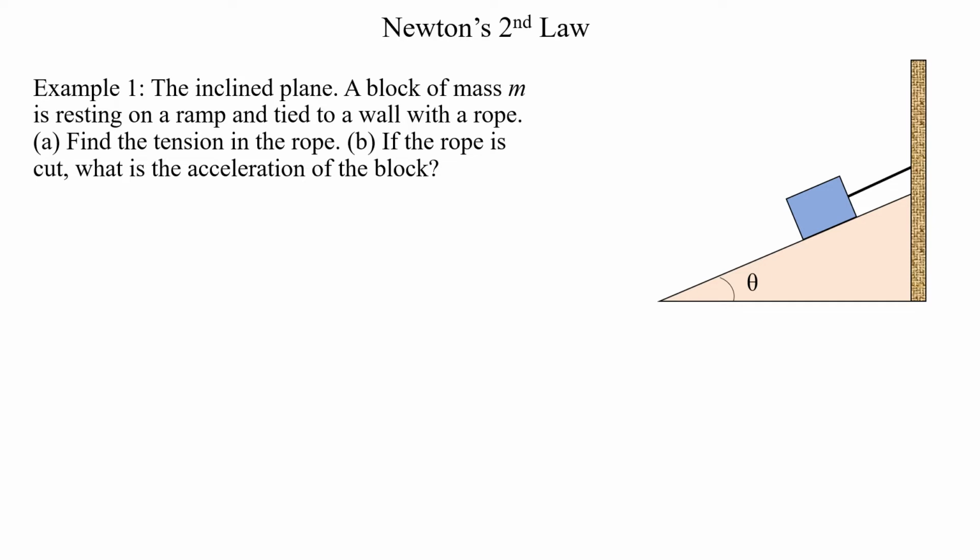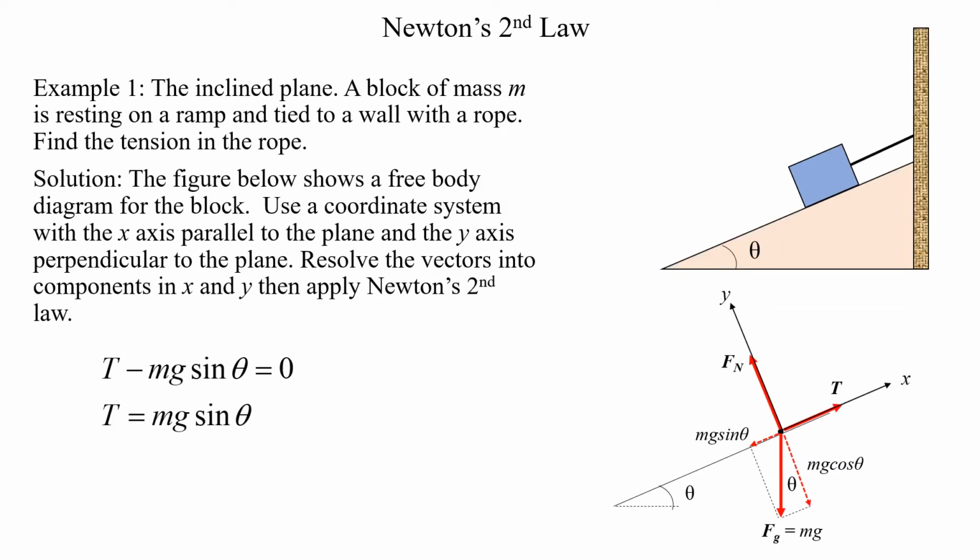Remember the previous slide that we had. We're choosing a coordinate system where the x-axis is parallel to the plane and the y-axis is perpendicular to the plane, because the motion then will only be in the x direction. So let's look at a free body diagram of this situation. Here at the bottom I have a free body diagram. We've chosen a coordinate system where the x-axis is parallel to the plane and the y-axis perpendicular to the plane. The tension in the rope acts in the positive x direction.